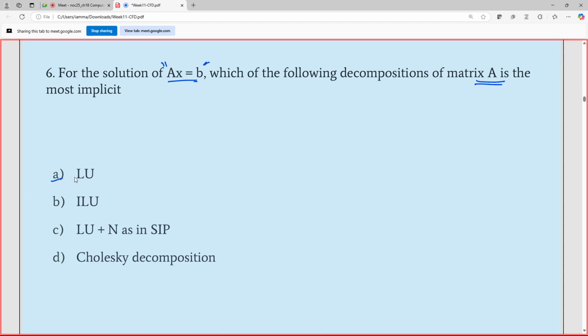Options are option A, LU decomposition, option B, incomplete LU decomposition, incomplete LU factorization, option C, LU plus N as in SIP, option D, Cholesky decomposition. So which among the following will be most implicit decomposition for matrix A? We have discussed LU and ILU in previous sessions also. From that, try to recollect and answer the question. You can inbox your answers.